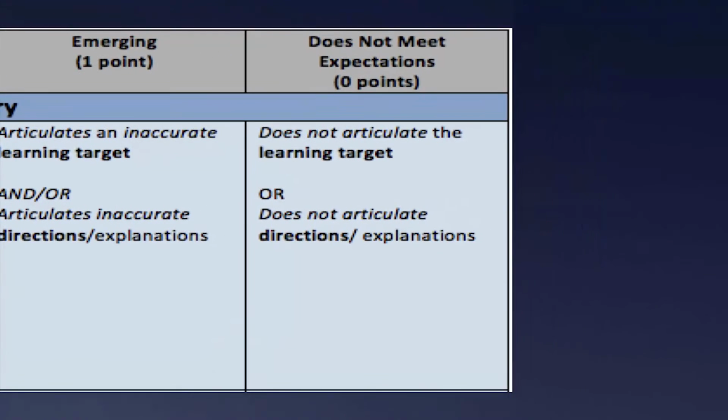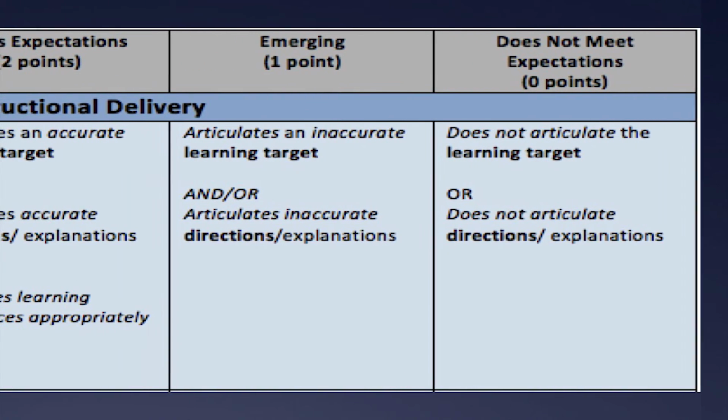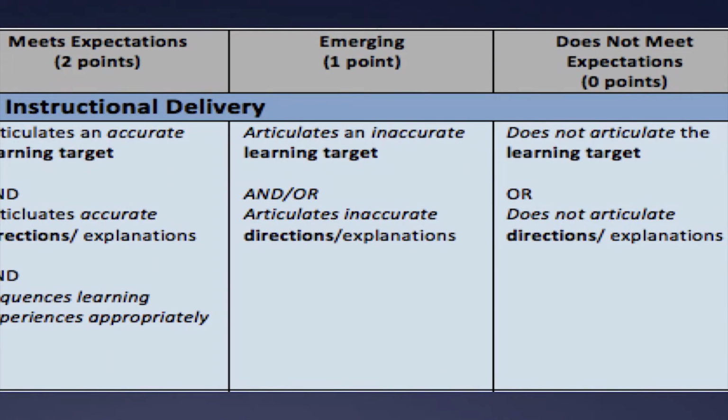Earning a score of 0 indicates the student teacher either does not articulate learning targets or does not provide directions or explanations. Given the "and/or" in a cell with a 1 score, there are several scenarios where a student teacher may earn that score. For example, the student teacher may articulate an accurate learning target, but inaccurate directions. Another possibility would occur if a student teacher attempts to articulate learning targets and conveys inaccurate directions.